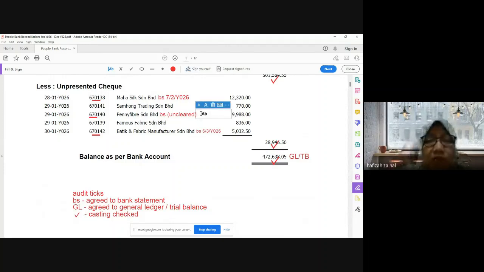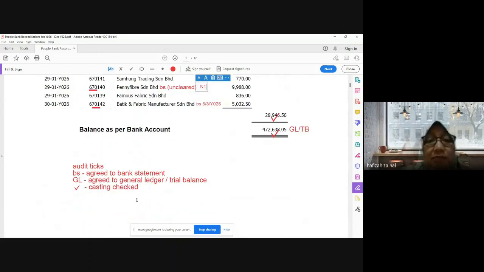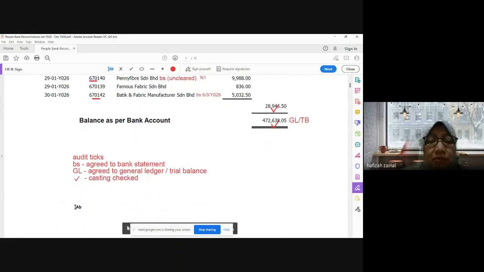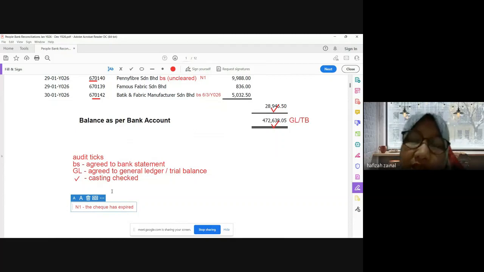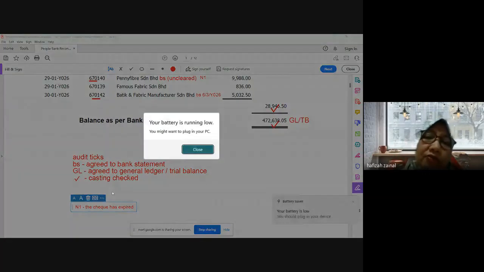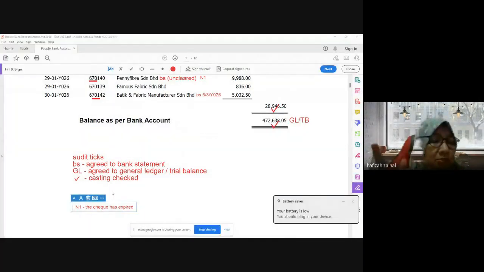So maybe if you have errors, you want to put a note. Just as an example, let's say note number 1, you want to say that the check has expired. Why do I say the check has expired? Because we know that after 6 months, your check will be expired. That means if you present it to the bank, there is no point because it cannot be cleared. That's why a check has an expiry date.